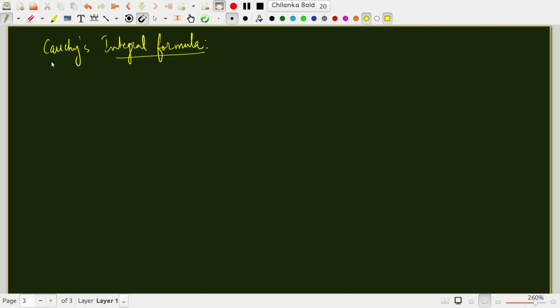Okay, what does this say? Suppose I have a function F of z. Let me write it like this: I have a function capital F of z, which is written as f of z by z minus a.